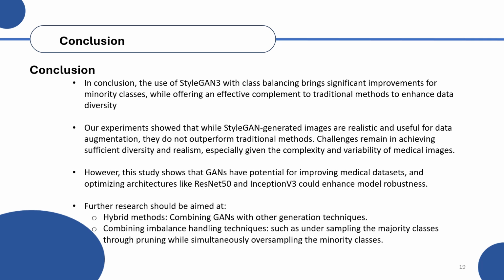Further research should be aimed at hybrid methods, combining GANs with other generation techniques, and combining imbalance handling techniques, such as undersampling the majority classes through pruning while simultaneously oversampling the minority classes.